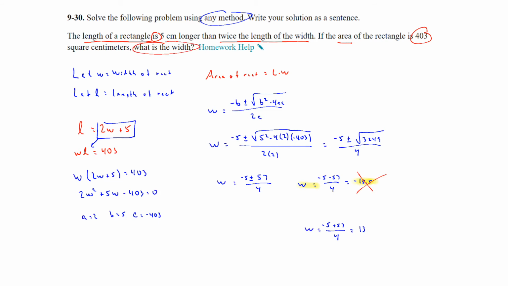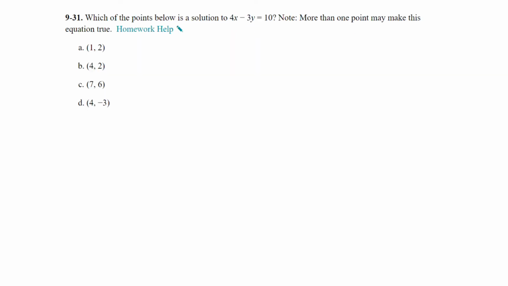Now, it just asks for the width, it doesn't ask for the length, but if we wanted the length, we could plug the 13 back into that equation there and get 26 plus 5, which would be 31. But since it only asks for the width, that's all we're going to answer. And so the width of the rectangle is 13 centimeters. And there we go, and that answers the question.